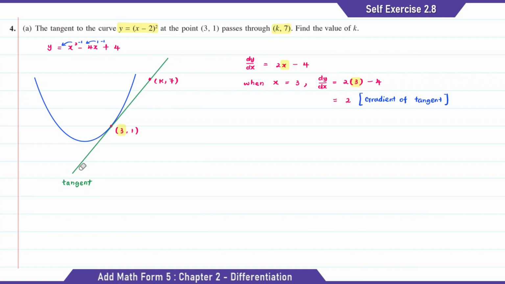The tangent is a straight line. Therefore, its gradient will be the same at any points on the tangent. So, if we find the gradients of the tangent using the coordinates of these 2 points, the answer will be 2. So, using this formula, 7 minus 1 over k minus 3, the answer is 2. Then, 6 is equal to 2k minus 6. Then, 2k is equal to 6 plus 6, which is 12. Then k is equal to 12 divided by 2, which is 6.